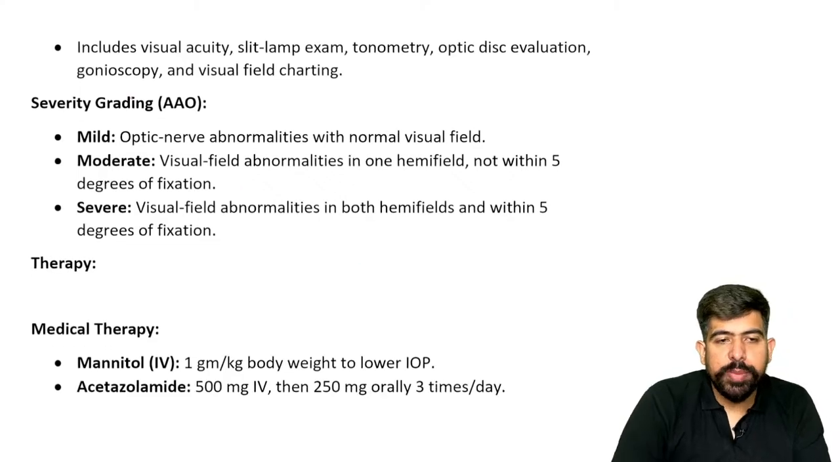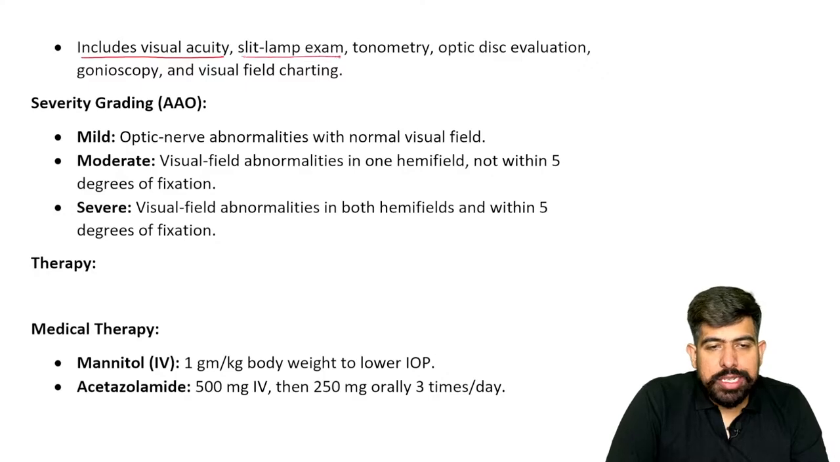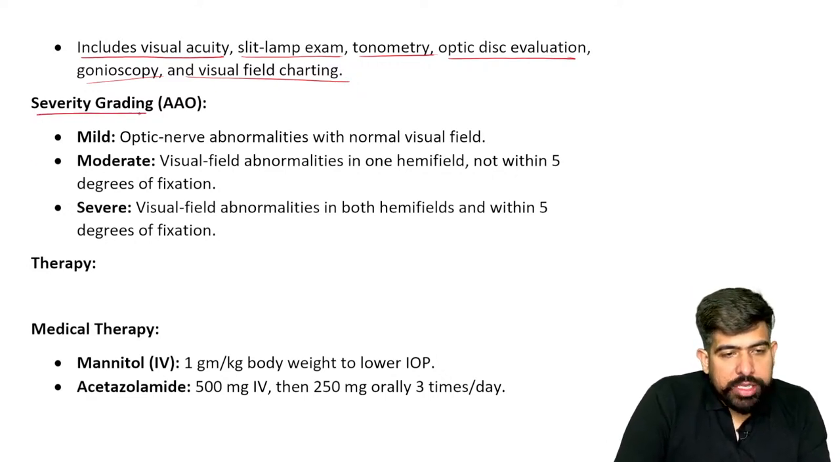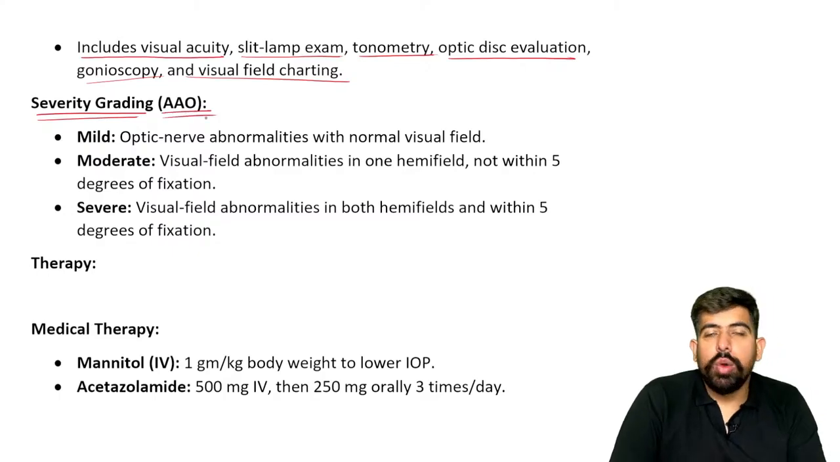Now, management of it. Just talking about the management of it. Please remember, it includes the visual acuity test, slit lamp test, tonometry, optic disc evaluation, gonioscopy, and the visual field charting. The first of all we have to do. Also, we have the severity grading, which is the AAO grading.